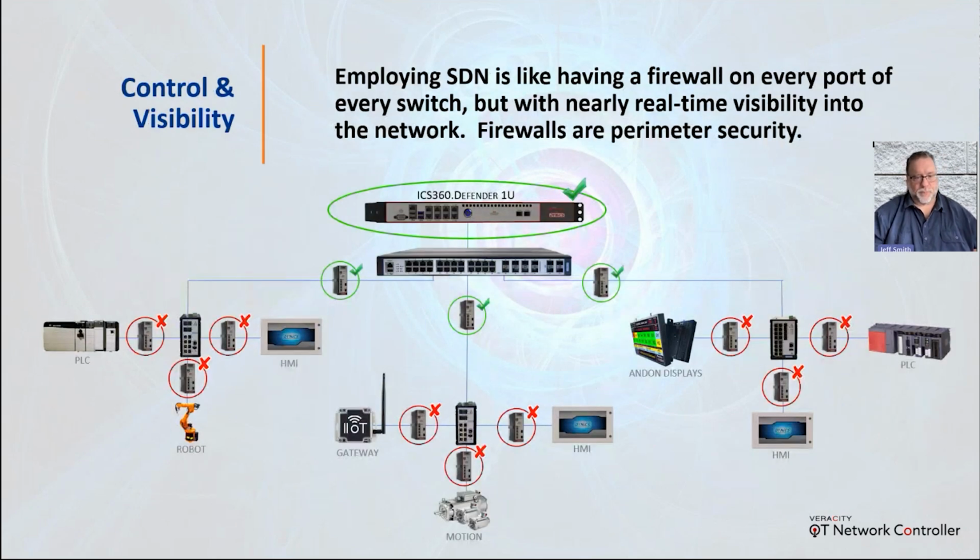Control and visibility. Think of this as like having a firewall on every port of every switch. And while I really would love for you to put an ICS 360 Defender on every port of every switch, you and I know that's not feasible. It's not manageable. But with our software-defined networking solution, you functionally have that ability. I can control east-west traffic across a single switch. There is not, to my knowledge, another solution that allows you to do that with any semblance of manageability. So literally, I can control traffic across 2 ports of the same switch, right? That's something that's very, very difficult to do. In the world of SDN, it's doable.